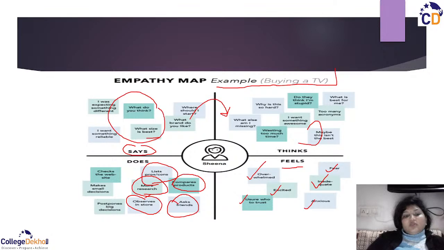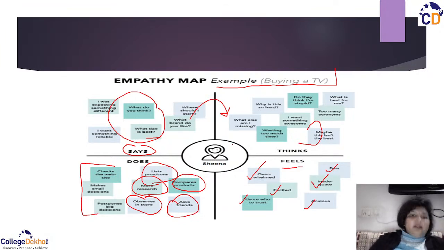Postpone big decisions. So if you are not liking that part, you may postpone it. Check the website, and make small decisions. So basically here we are making decisions, or if this does not suit us, then we are only going to postpone our decision. So this is a complete map of how to apply empathy, how to feel like the person is going to feel, using the empathy map, right? So these are the different steps.